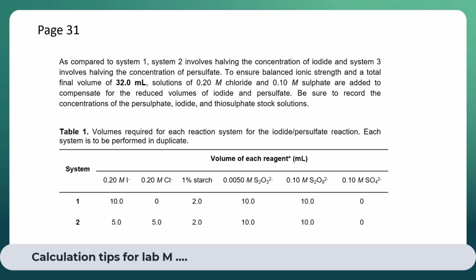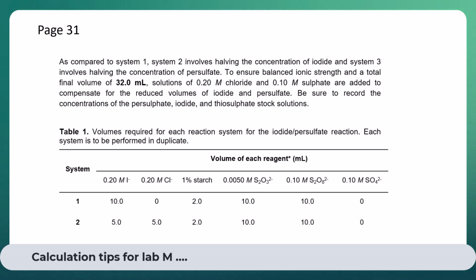So the concentrations that you see listed there are the stock concentrations. These are not the concentrations of these various components of the reaction at the time zero of the reaction. Because, of course, if you take 10 mLs of the iodide solution, 0.2 molar, and you dilute to 32 mLs, the concentration of the iodide, of course, will be less than that 0.20 molar.